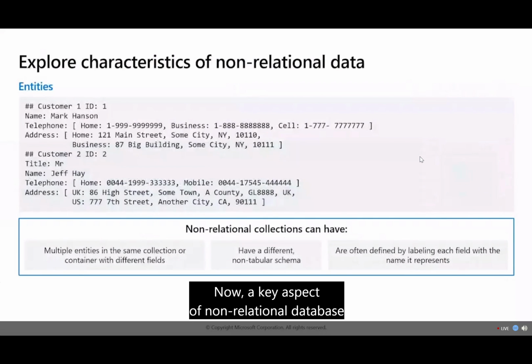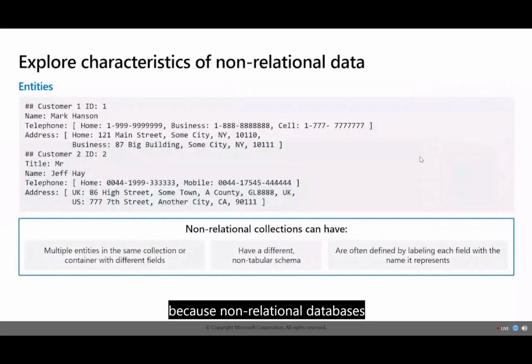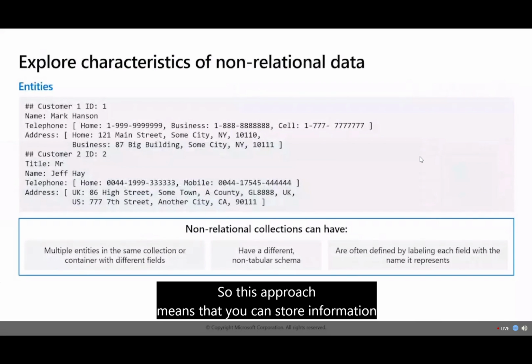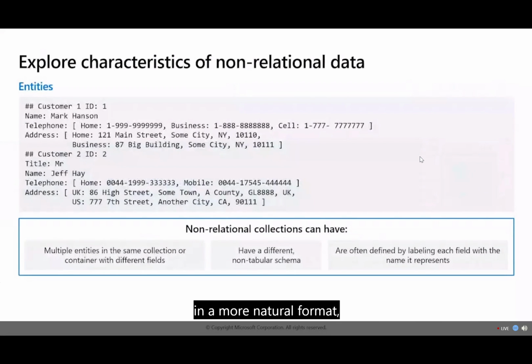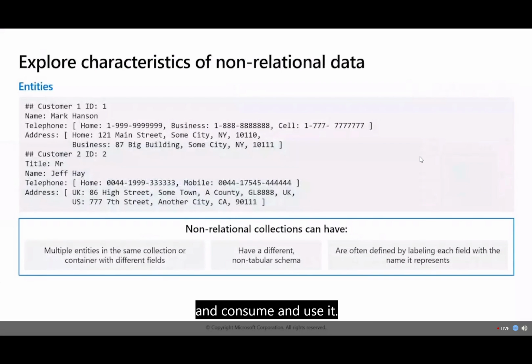Now, a key aspect of non-relational databases is that they enable you to store data in a very flexible manner, because non-relational databases don't impose a schema on the data. Instead, they focus on the data itself rather than how to structure it. So this approach means that you can store information in a more natural format that might mirror the same way that your applications might query, consume, and use it.